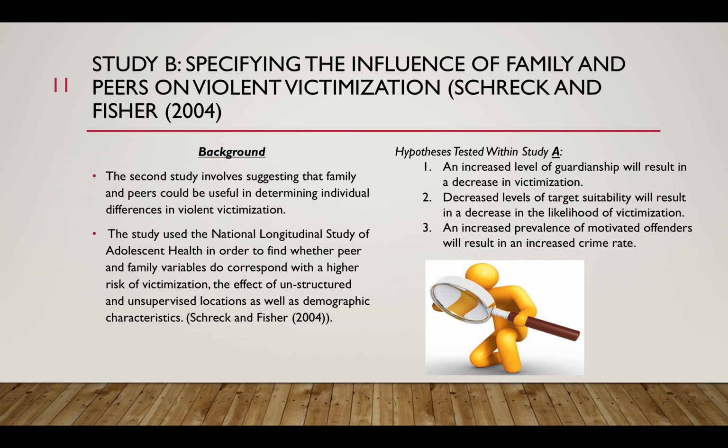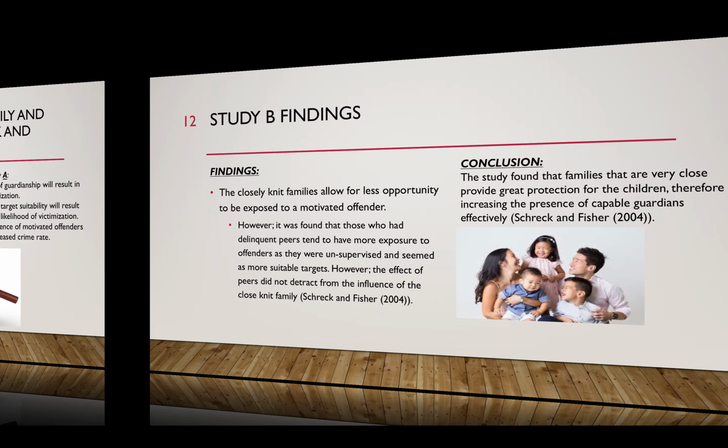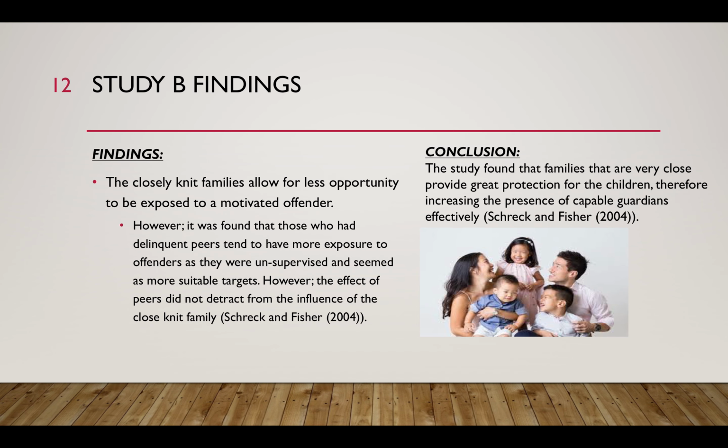The hypotheses tested were: an increased level of guardianship will result in a decrease in victimization, decreased levels of target suitability will result in a decrease in the likelihood of victimization, and increased prevalence of motivated offenders will result in an increased crime rate. Findings: closely knit families allow for less opportunity to be exposed to a motivated offender.